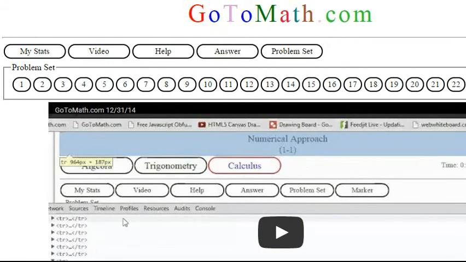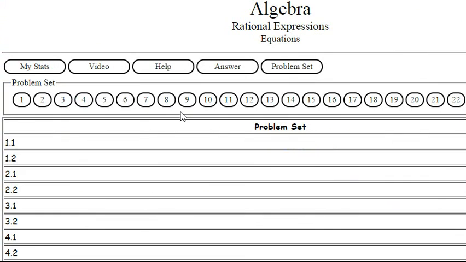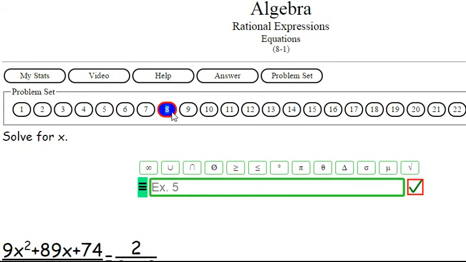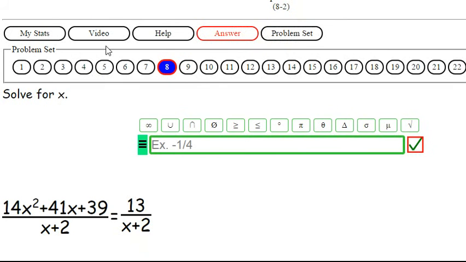Okay, we're at GoToMath.com. Click on algebra, go down to equations, and we need to click on 8.2. Alright, what do we got going on here? We got 14x squared plus 41x plus 39 over x plus 2x. Writing this down here real quick.